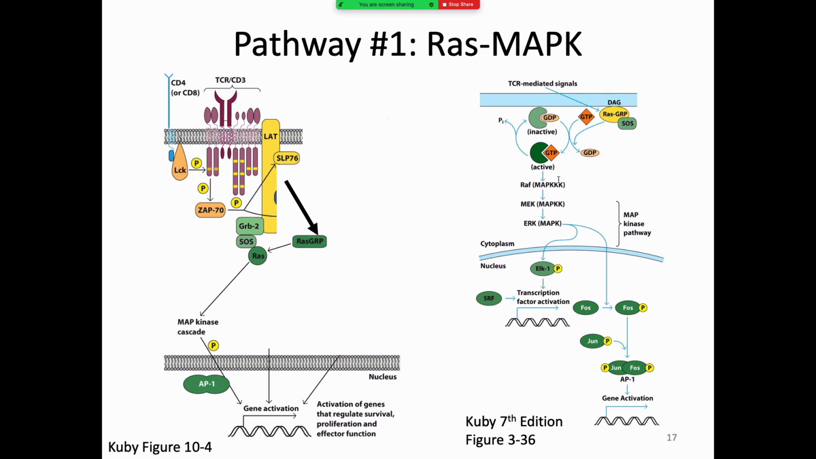When FOS and Jun are both made together, when their powers combine, they don't make Captain Planet. Instead, they are called AP1. And so FOS and Jun together are called AP1. And so the Ras-MAP kinase pathway, which you can see on this slide, gives us the first of the 3 transcription factors I told you about. Remember I told you that to make IL-2, we needed to get 3 transcription factors. Here's one, which is AP1. It comes from the Ras-MAPK pathway, which you can see here.